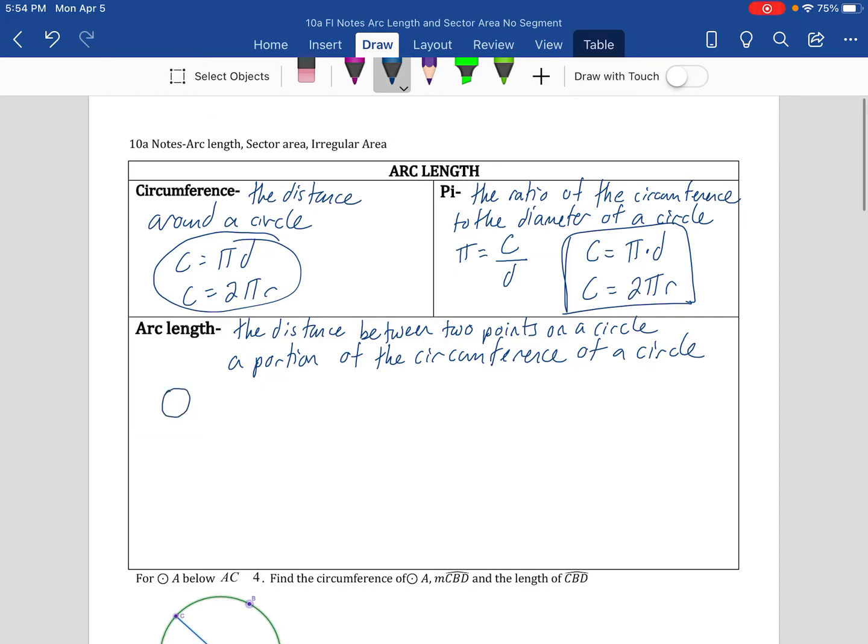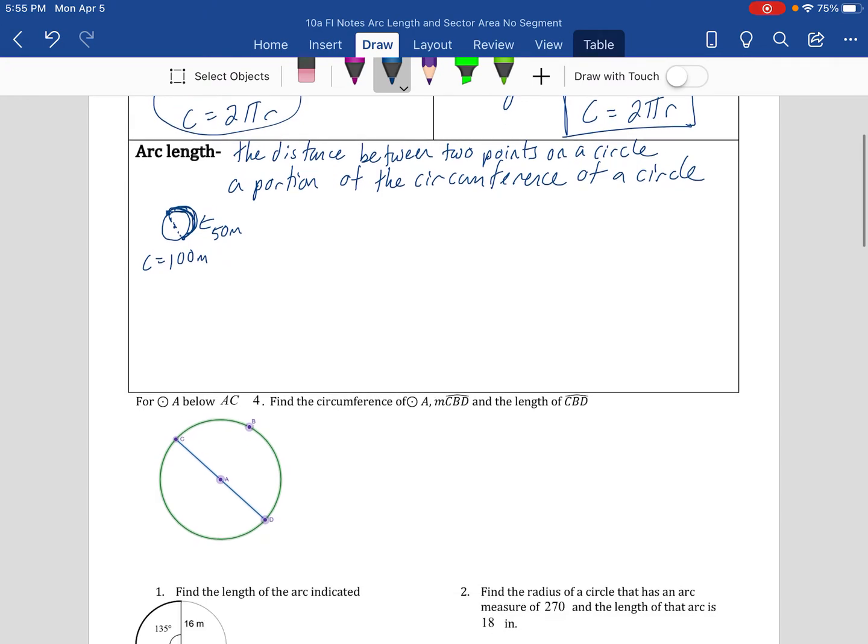Okay, so if I gave you a circle and I said the circumference of the circle was 100 meters, and I said, well, here's a diameter, what would the length of the arc from here to here be? Well, the length of that arc would be 50 meters, because it would be half of the circumference of the circle.